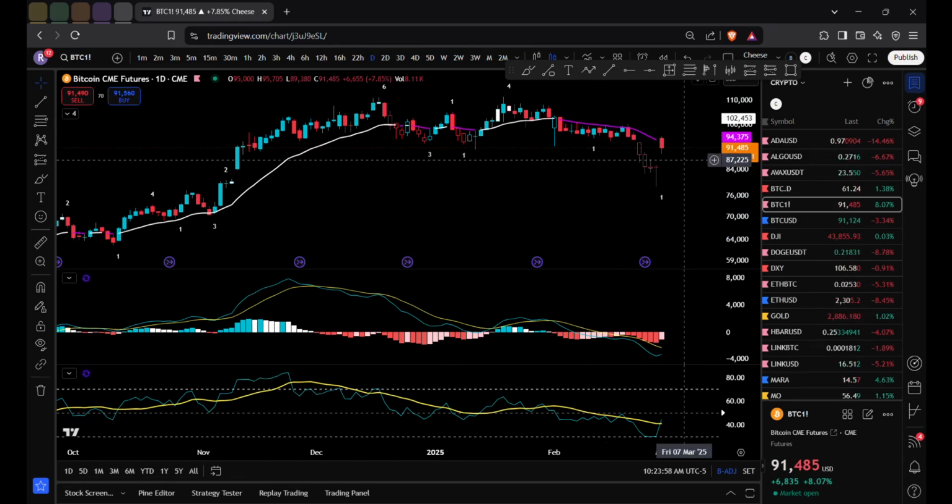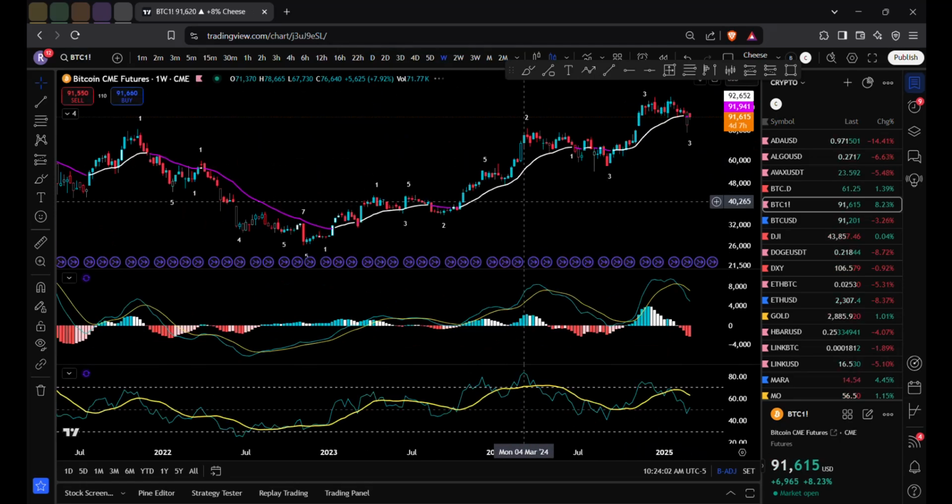As of right now, the first thing that stands out like a sore thumb is this right here. On the weekly time frame, what am I seeing?